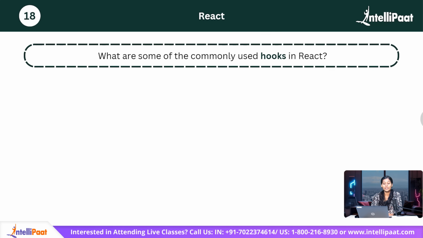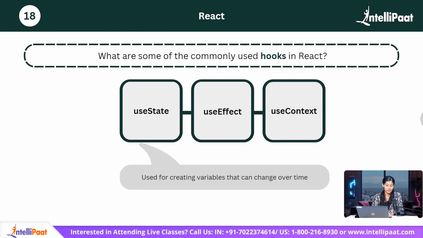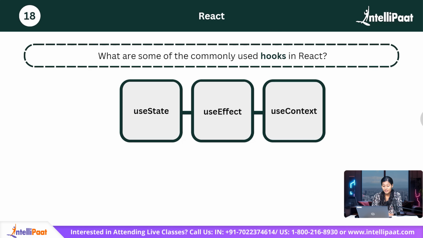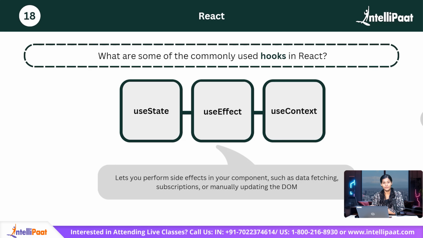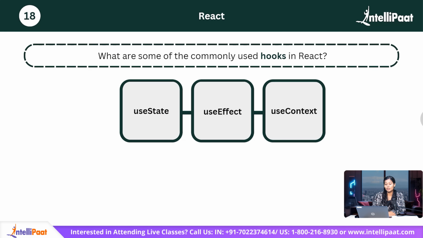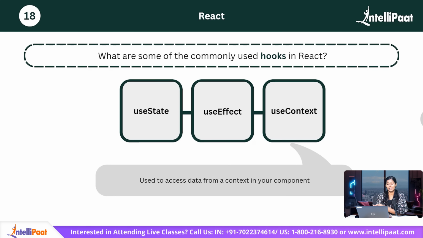Moving on, what are some of the commonly used hooks in React? Now in React, there are a lot of hooks like useState, useRef, useReducer, useContext. But in this particular question, we'll be looking at the three most commonly used React hooks. That is useState, which is used for creating variables that can change over time. useEffect, that is used to handle the side effects in a component. Then useContext, which is used to access data from a context in your component.